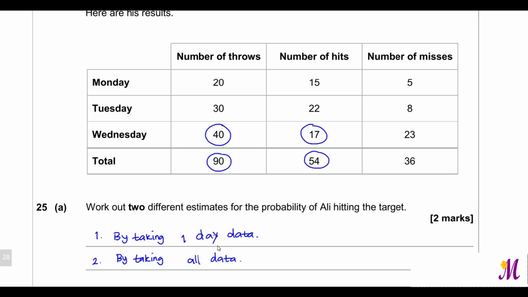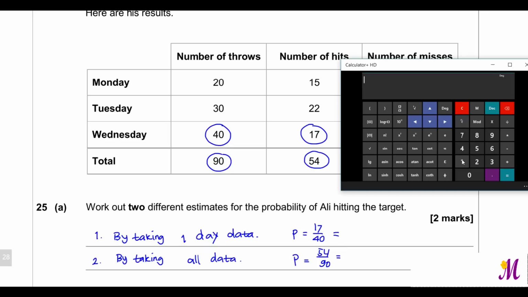And I think it would be good if we write down the probability as well. So for the first estimation, we will have the probability is equal to 17 by 40, while in the second estimation, we will have the probability is 54 by 90. Let's check these numbers by comparing them in decimal places. So for the first one, we have 17 divided by 40. So the probability will be 0.425.